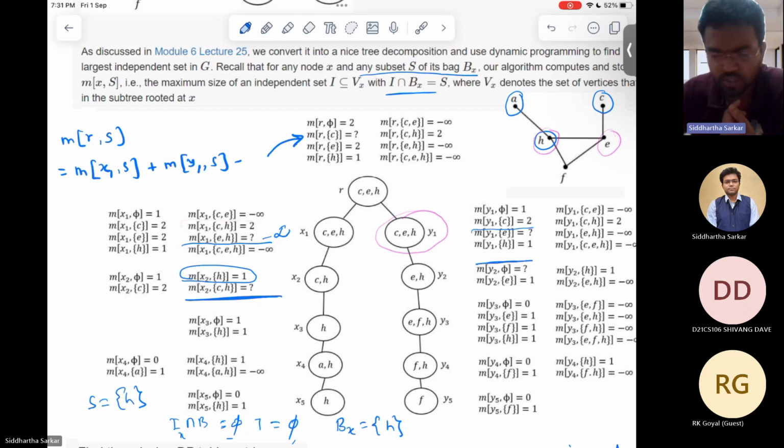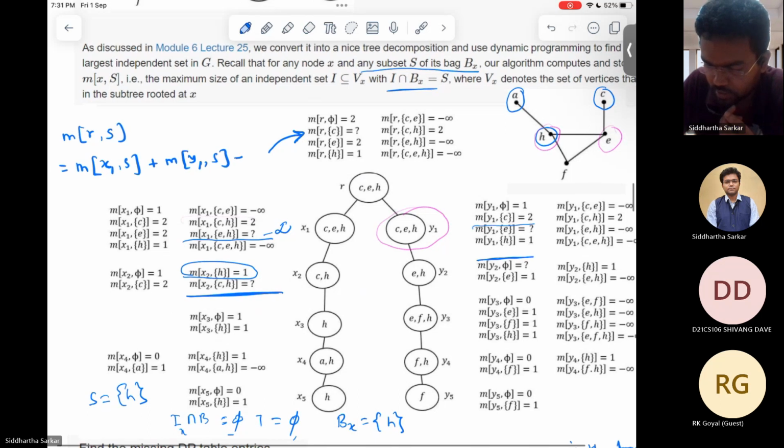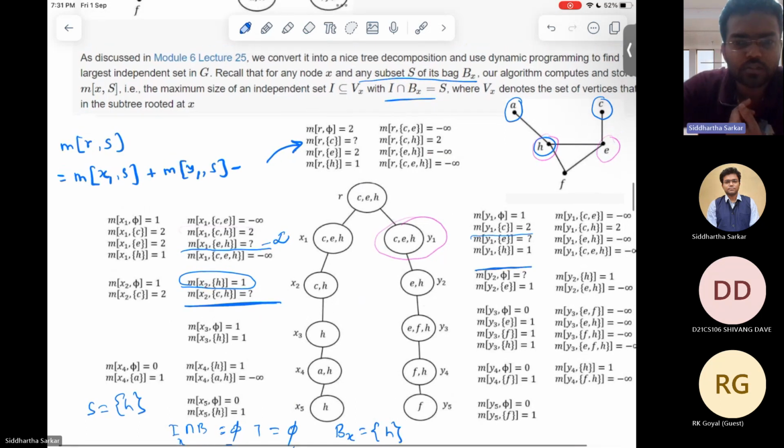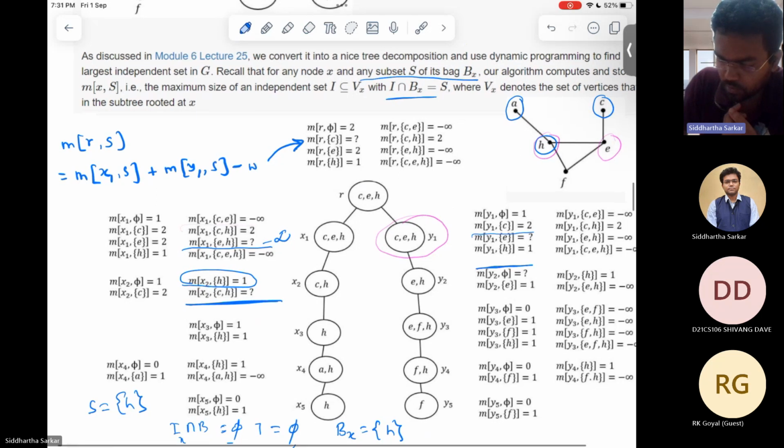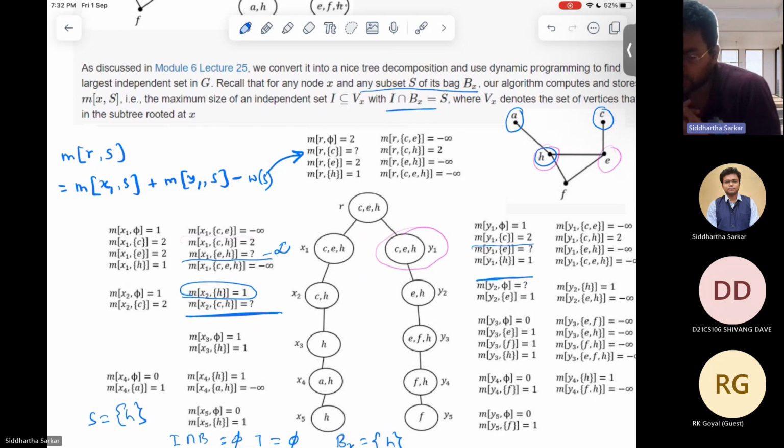So this is the weighted setting. Here, just a second. W of S means, okay, fine, W mod S, I'll just say mod S. So how many elements are there in S? Okay, so this is the formula. So now we can do the calculation. So S is what? C.